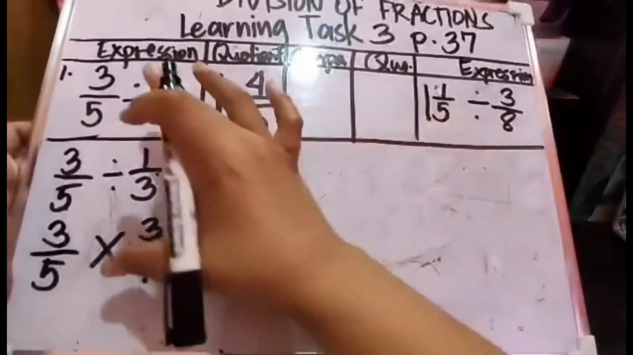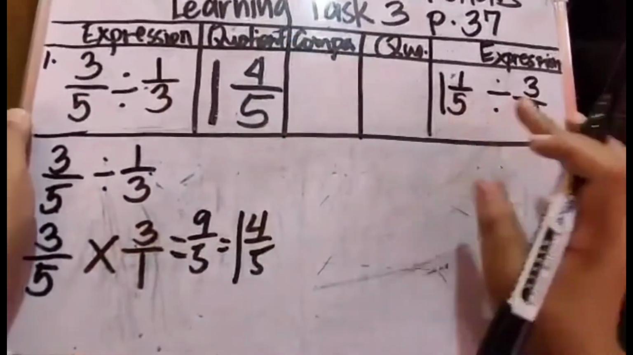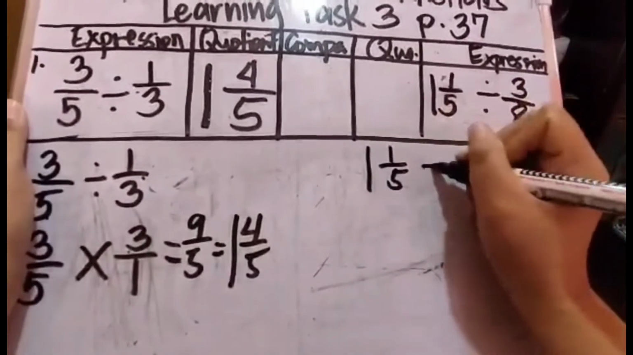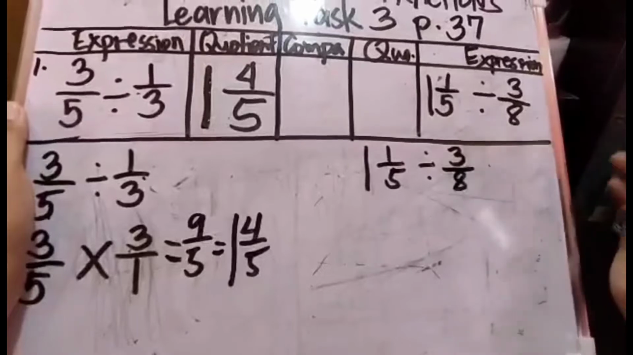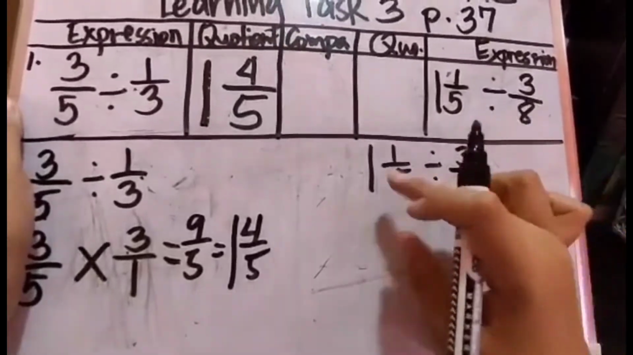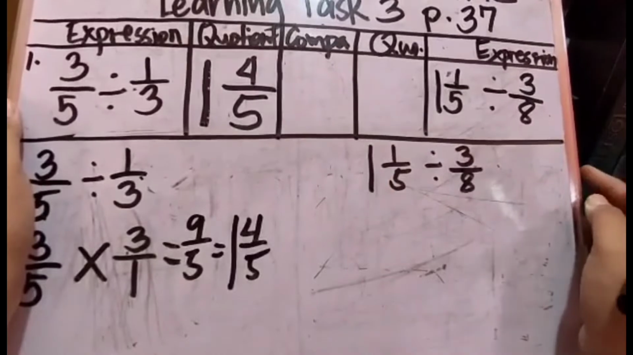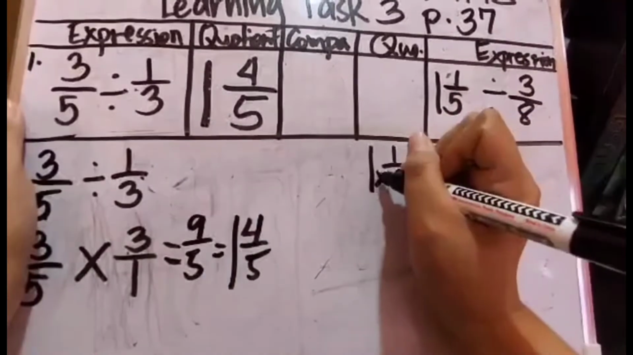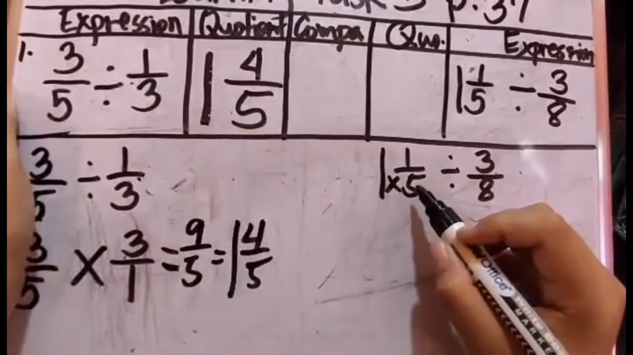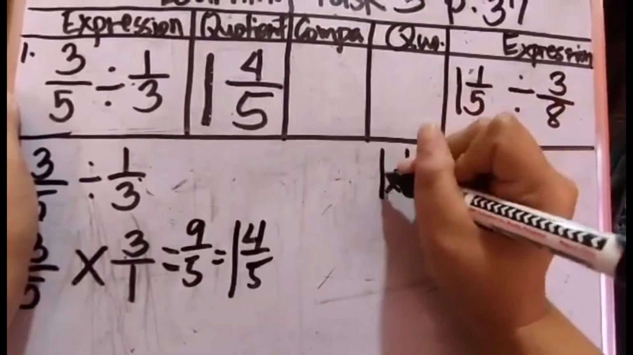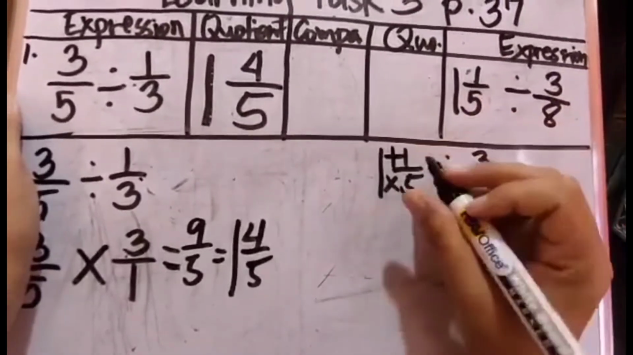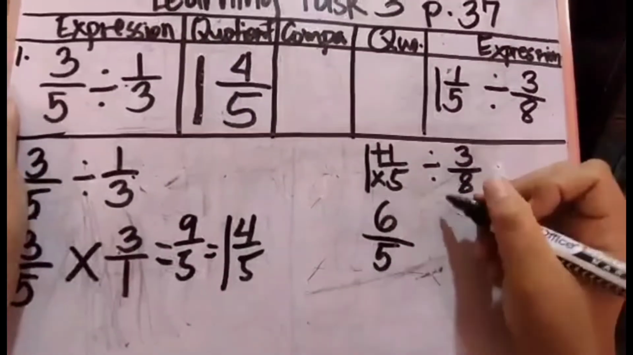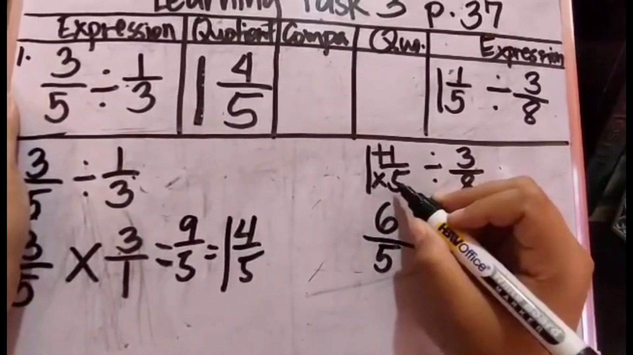Okay, since may answer na tayo dito sa kabilang part, dito naman, ito ay mixed number by a fraction. So, 1 and 1/5 divided by 3/8. So, dito, hindi ka pwedeng mag-divide or mag-multiply pag siya mixed number. So, gagawin natin siyang improper fraction. Kabaliktaran nung kanina, no? So, 5 times 1 is 5. Ganito ang paggagawa ng improper fraction. 5 times 1 equals 5 plus 1 equals 6. 6 over 5. Okay.